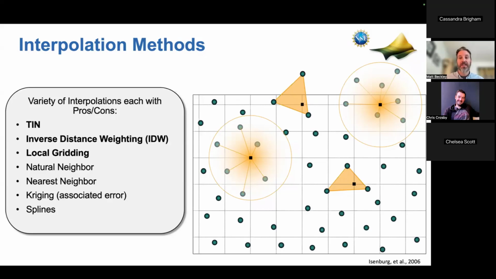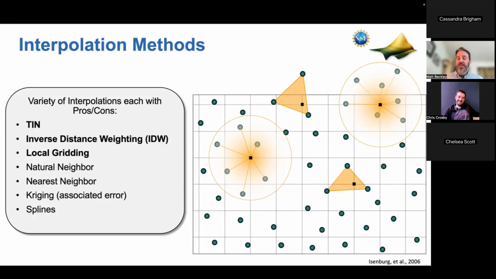These are triangulated irregular networks. Inverse distance weighted is also a very common one, and local gridding. And those are all available in OpenTopography. I'll have some slides a little bit later that talk about those more in depth. But people have also probably heard of or used natural neighbor, nearest neighbor, kriging, and splines. I'll talk about natural neighbor and nearest neighbor in the next slides.